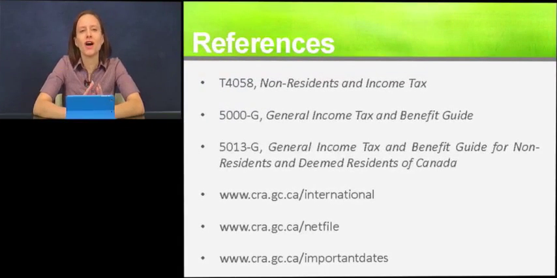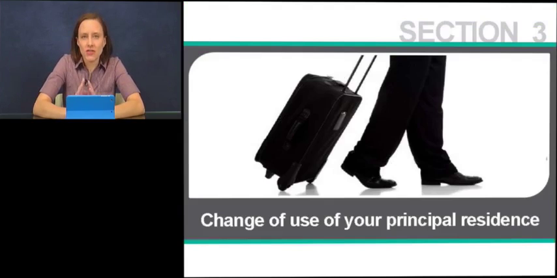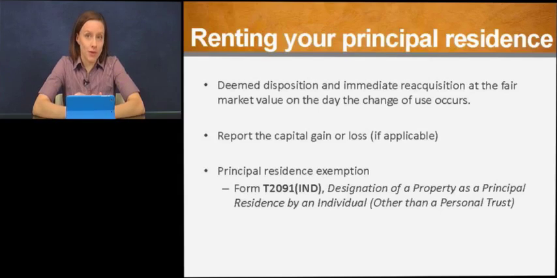Alright, so let's move on with Section 3. Change of use of your principal residence. So if you choose to rent out your home while away, please note that when you change the use of your principal residence from personal use to income producing, you are deemed to have disposed of your property and immediately reacquire it at its fair market value.